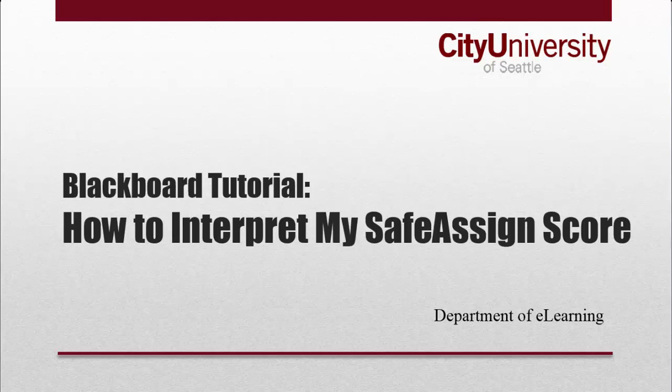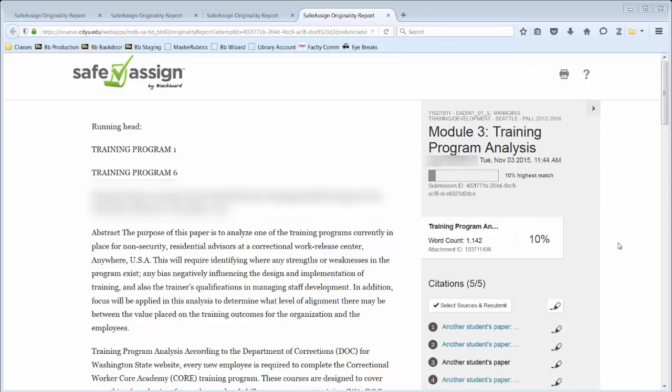This tutorial shows you, as the student, how to interpret your SafeAssign score on your assignment. We are going to look at 4 different SafeAssign reports and determine how we can use the SafeAssign report to improve your writing. The first SafeAssign assignment report I'm looking at is a 10% match.